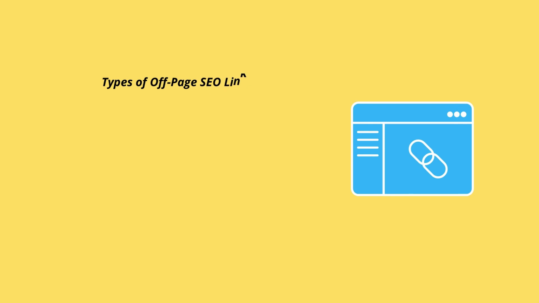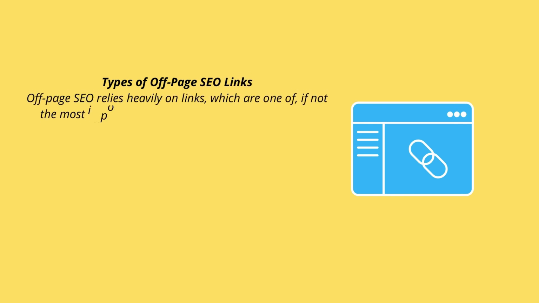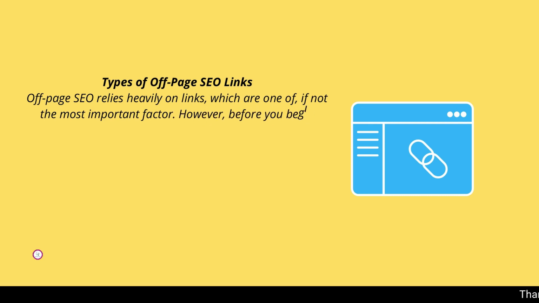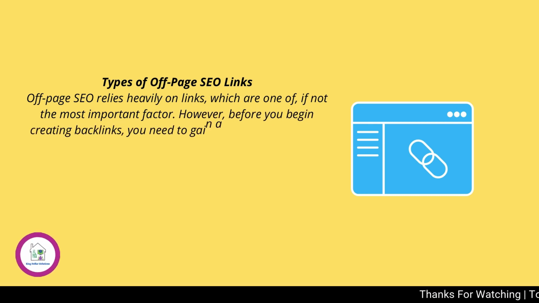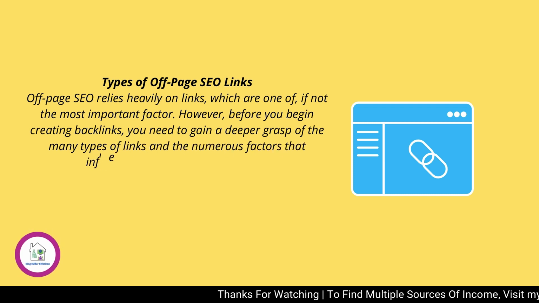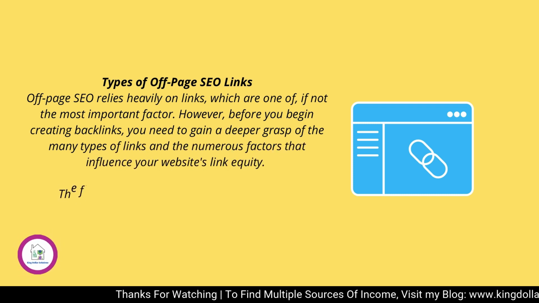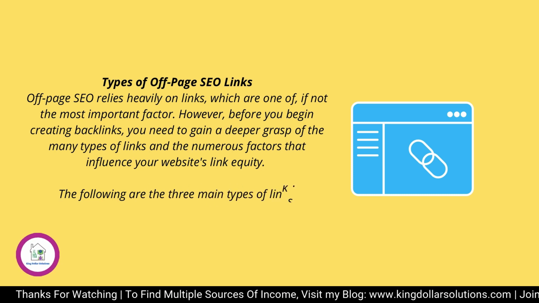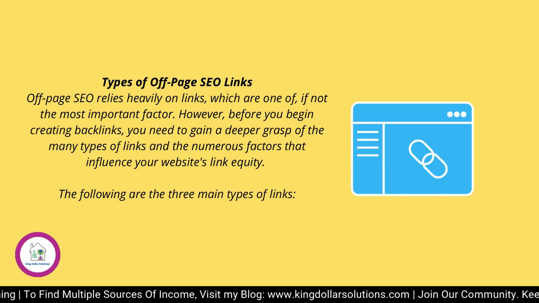Types of off-page SEO links. Off-page SEO relies heavily on links, which are one of, if not the most important factor. However, before you begin creating backlinks, you need to gain a deeper grasp of the many types of links and the numerous factors that influence your website's link equity. The following are the three main types of links.